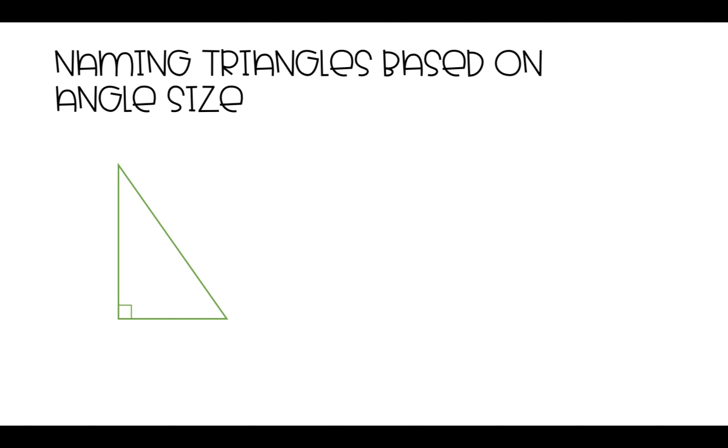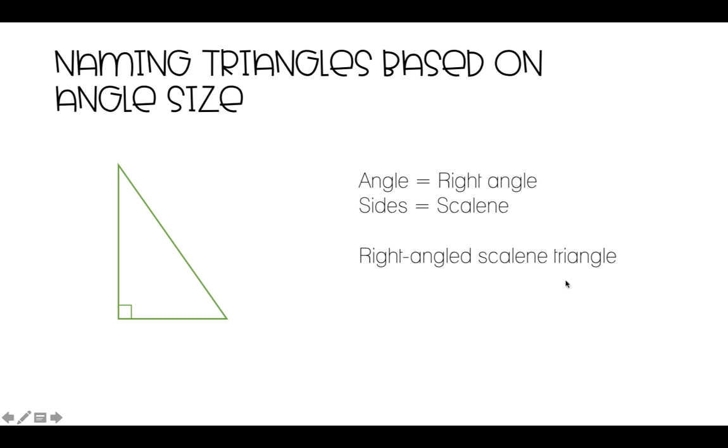The first thing we're going to do is name the angle, which is a right angle. So we've got a right angle here, so we're going to include that. And the sides are scalene because none of them are equal. So we call this triangle a right-angled scalene triangle.